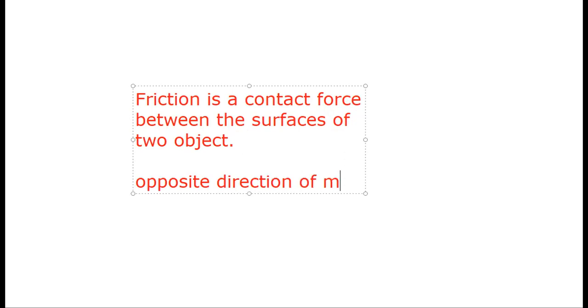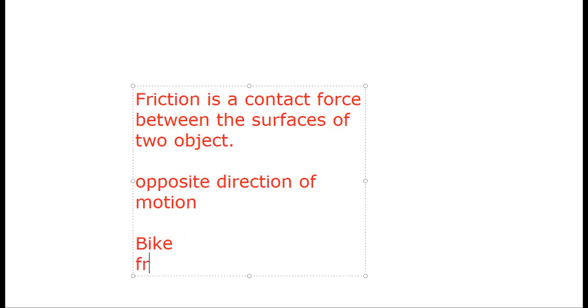Look, I will give you another example. When you drive a bike, look at the tires. There is a force of friction between what? The tire and the ground. Excellent. The friction in this case happens between the tires of the bike and the ground.